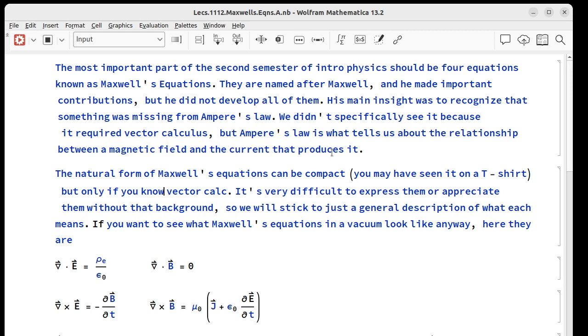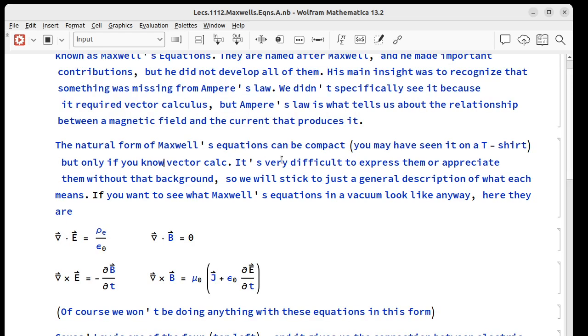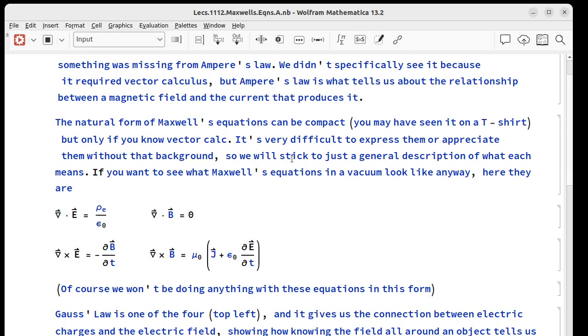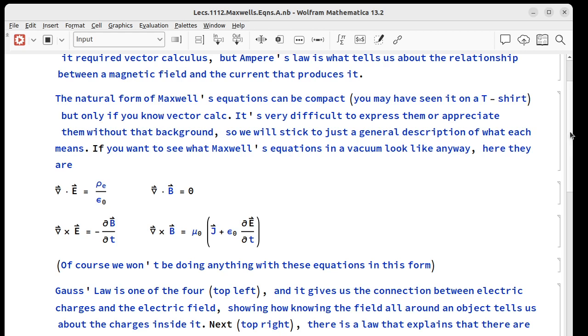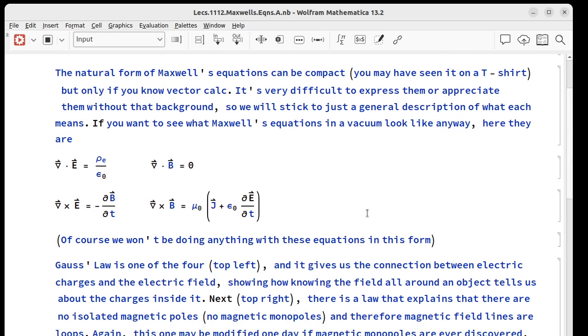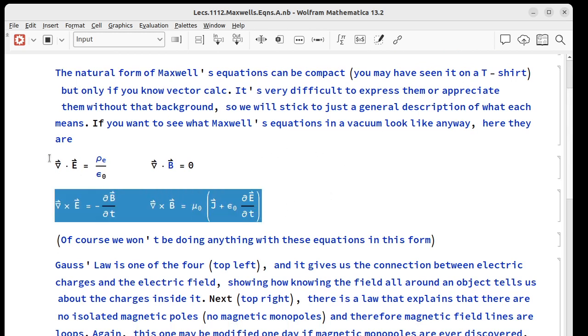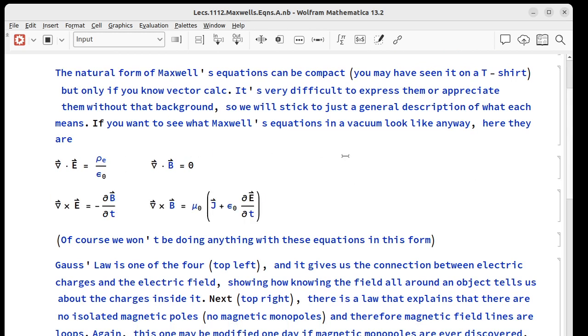Now, we didn't look at Ampere's law because we really need vector calculus to appreciate it. Maxwell's equations can be written very compactly if you know vector calculus, and of course, we don't expect that in here. But just to see what they look like in this form, I've reproduced them here, and we'll talk about what they mean. We won't talk about what these weird symbols mean.